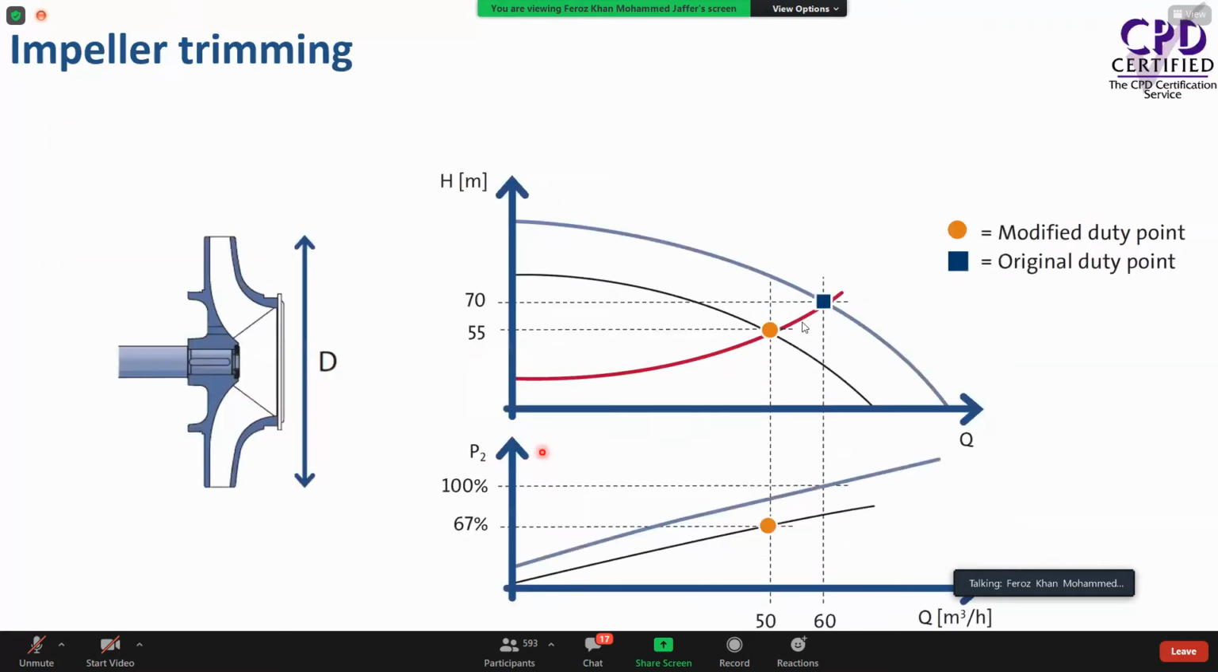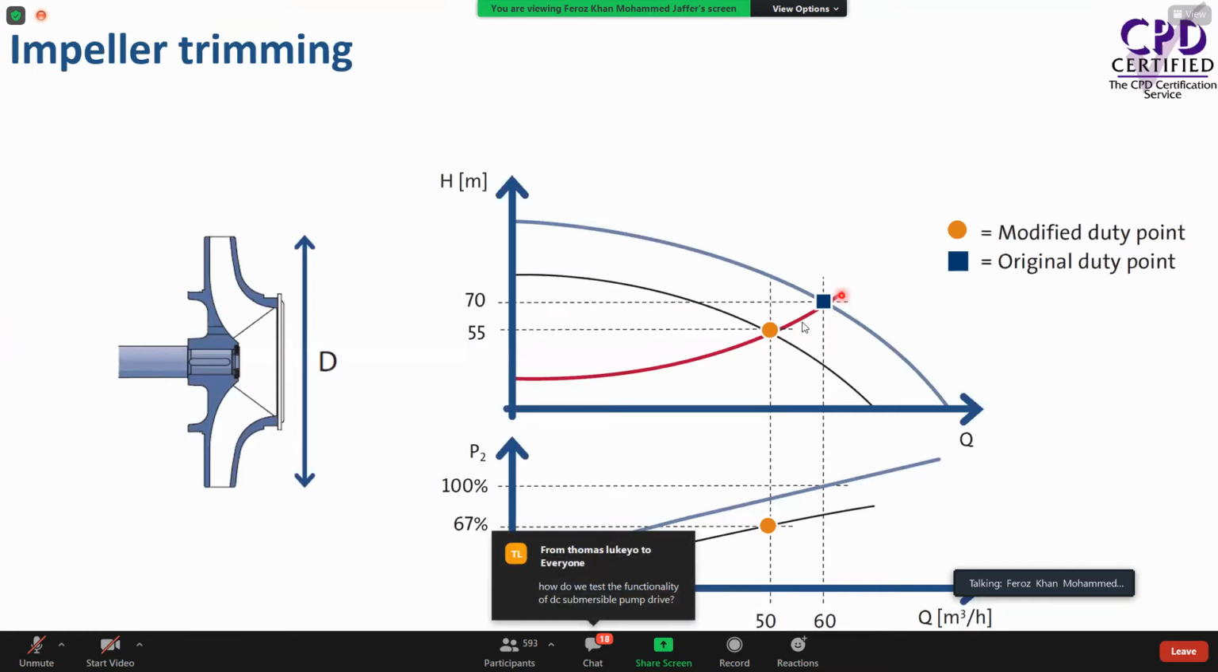Now let's look at the third method. The third method is by trimming the impeller. If we trim the impeller, we are reducing the size of the impeller. When the size of the impeller reduces, we also reduce the performance of the pump. If you notice in our previous two cases, we have not touched the pump performance curve. The pump performance curve remained the same. Only the system curve changed.